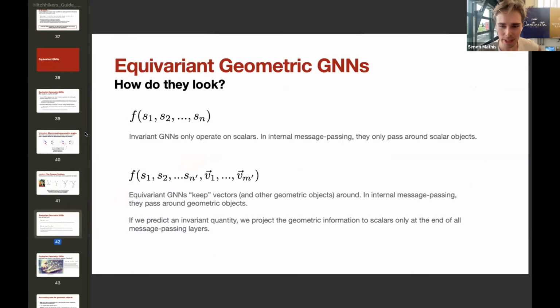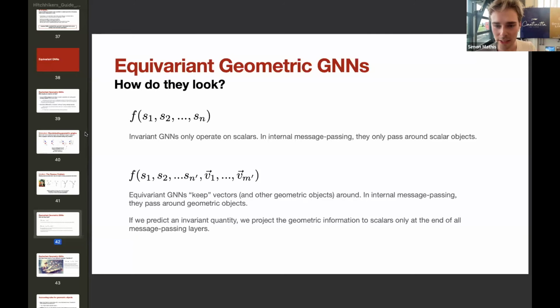At the top, you see S's, which very loosely stand for scalars. Scalar is a term that comes from both physics and mathematics, and it just means an object that doesn't have an orientation. So an atom type, for example, whether it's a hydrogen or a nitrogen, would be something that doesn't carry any orientation information. So you can see invariant GNNs basically have a projection to scalars at the beginning, and then all of the message passing happens with scalar quantities, which is why I put this function f of S1 to Sn. We compute a couple of scalar quantities and do message passing.